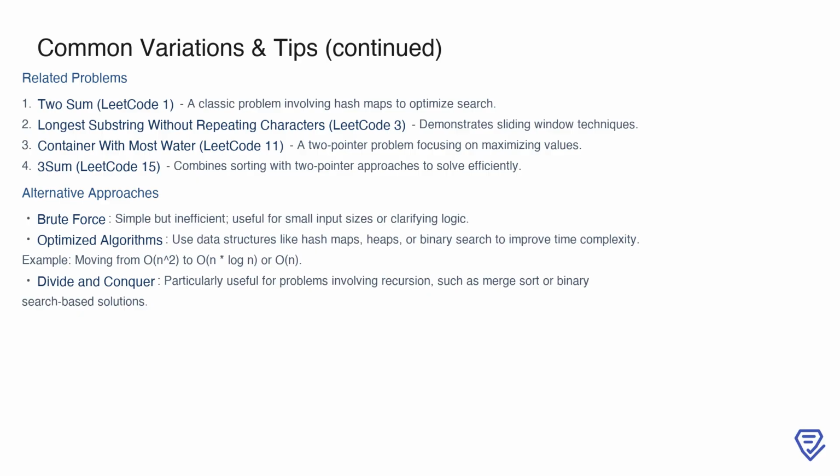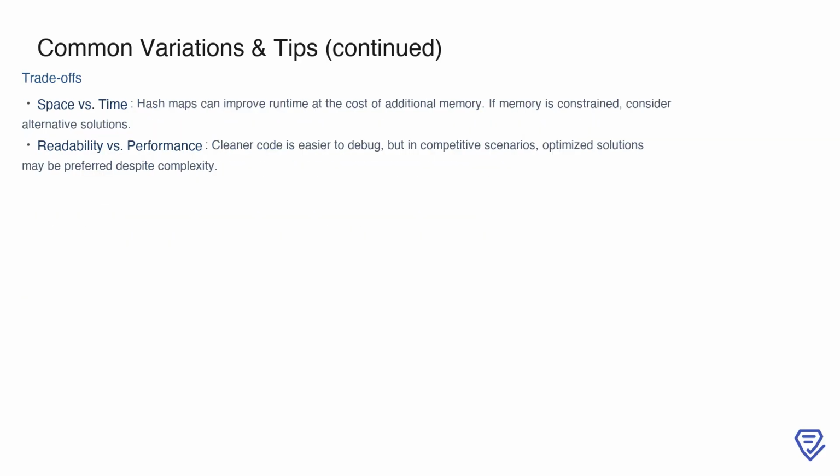search-based problems. In problem solving, it's important to evaluate trade-offs between different approaches. One common trade-off is space versus time. For instance, using hash maps can significantly improve runtime performance, but this comes at the cost of additional memory usage. If memory constraints are a concern, you may need to consider alternative solutions that use less space, even if they are slightly slower.